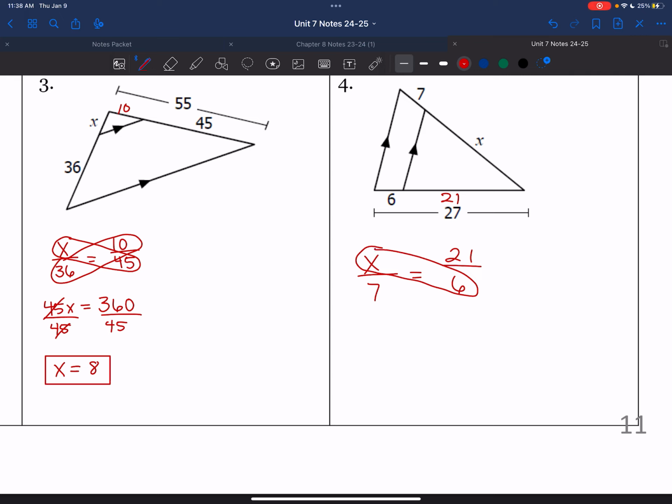Cross multiply, get rid of those fractions. I'm going to have 6X equals 147, and then I divide by 6 on each side, and X equals 24.5.